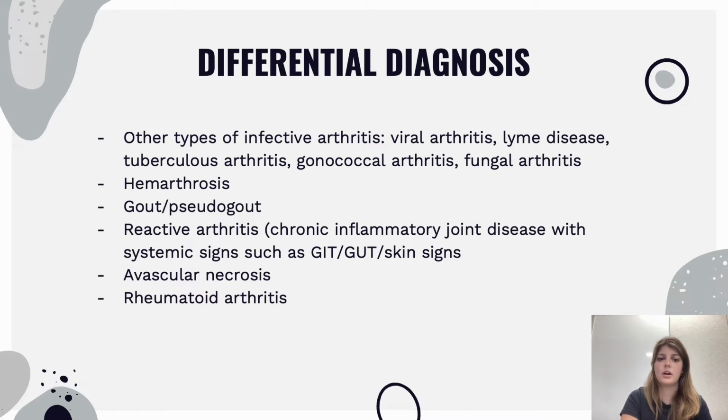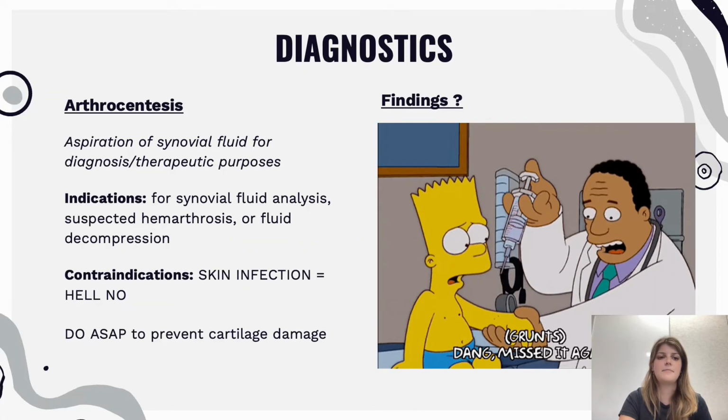This is more of a chronic inflammatory problem, and will present with gastrointestinal upset or other skin changes as well. Avascular necrosis and rheumatoid arthritis. So there's some of the differentials we want to be looking at.